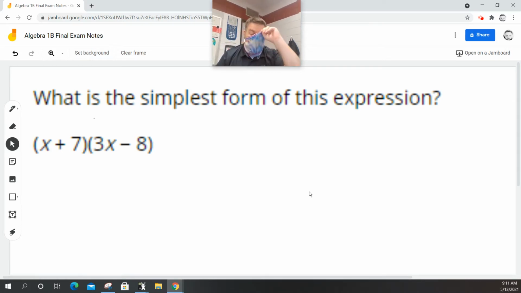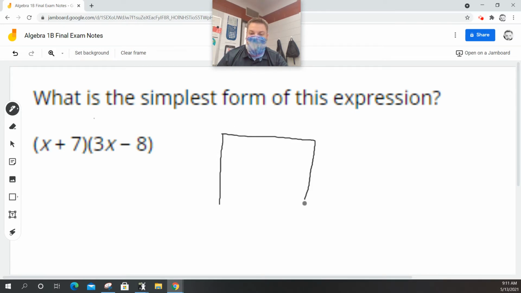over here. So you're both right. We just got to distribute it. So I'm going to use the box method. So I'm going to say x plus 7 times the quantity 3x minus 8.